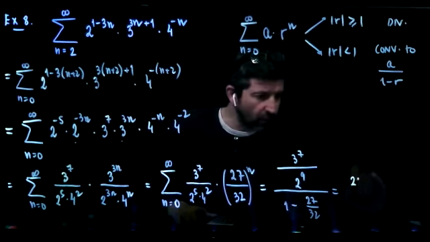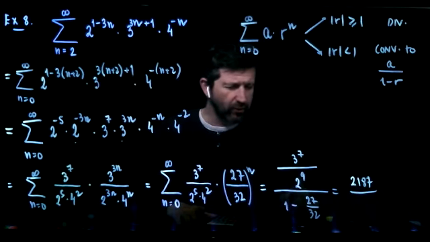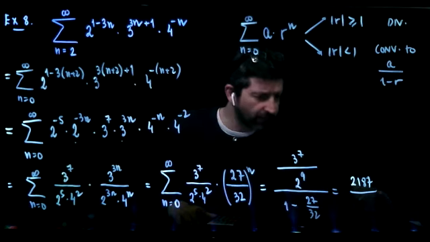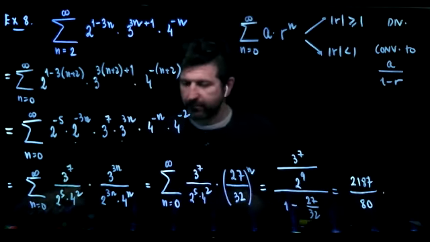Okay, that's good. 2187 over, and what do I have here? 2 power 4, 2 power 4, 16 times 5 is 80. Perfect. So most of you guys got it right.